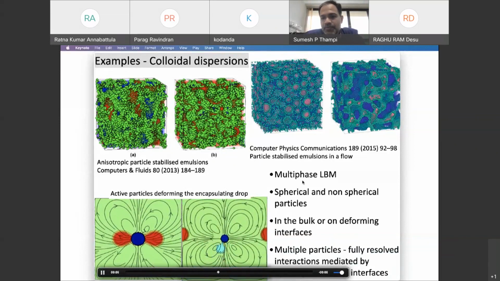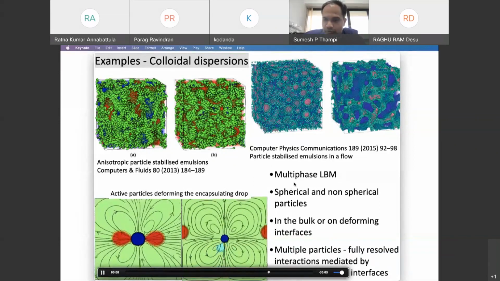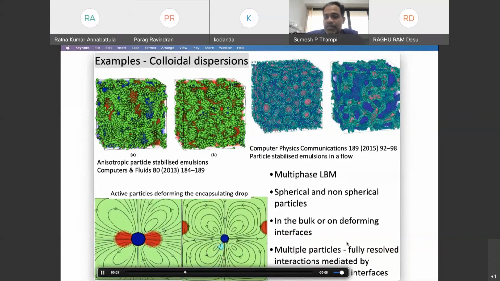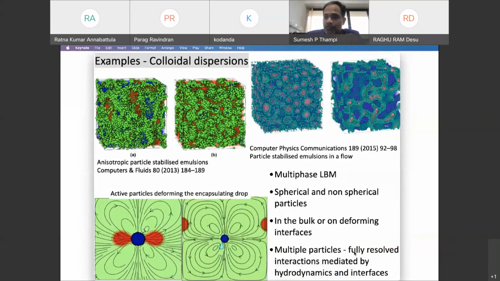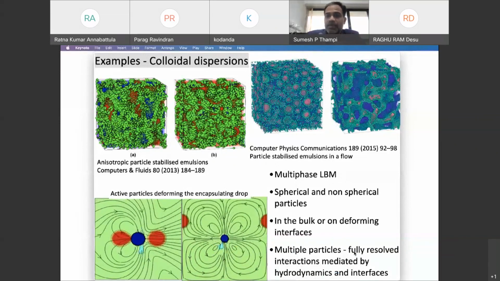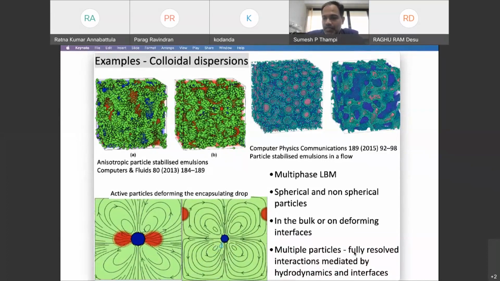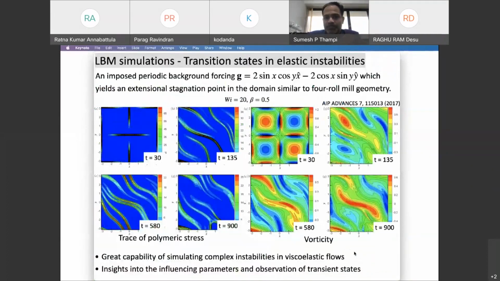So in other words, multi-phase systems, any kind of particles, whether in the bulk or at the interface, multiple particles, and all kinds of interactions including hydrodynamic interaction and interface mediated interaction can all be incorporated in the method that we spoke about, in that general framework. This is yet another example where Lattice Boltzmann has successfully picked up the elastic instabilities that are present in polymer fluids. Okay, I think I'll just skip this, but yeah, you can again do polymeric materials.